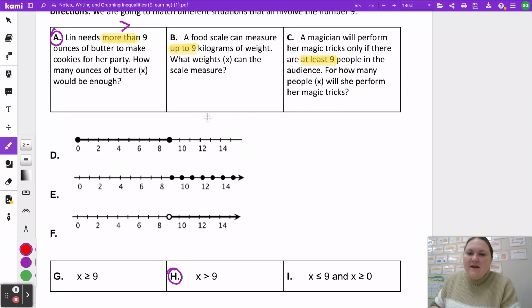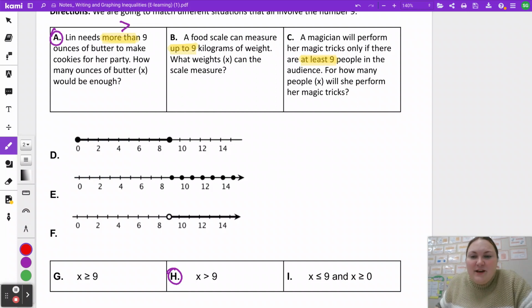For B, we've got a food scale can measure up to 9 kilograms. Those words, up to 9, it might help to think about what types of numbers you're talking about first. Up to 9, for me, I literally picture up to. So 9 is here, and it can measure any number up to 9. So that means 9 is the highest number, and we can measure anything up to that highest number, 9. That means I'm talking about numbers like 1 kilogram, 3 kilograms, 8 kilograms, any number up to 9. So those examples I listed, those are all numbers less than 9.